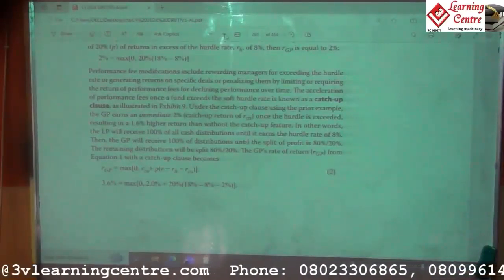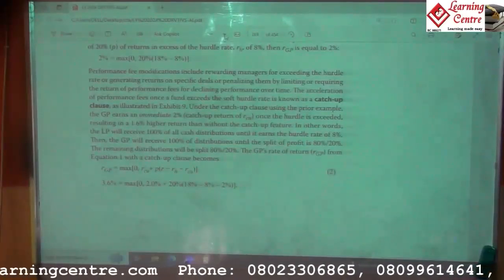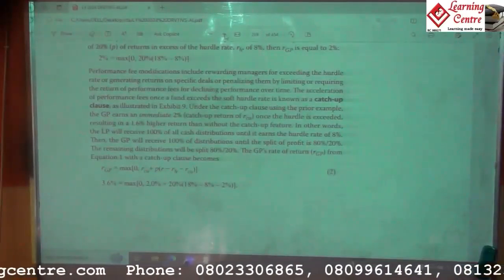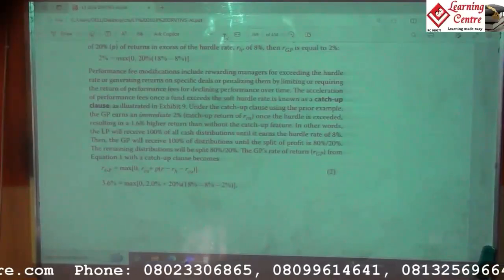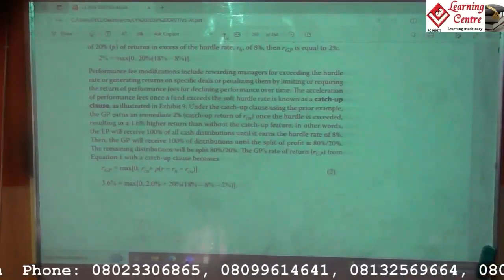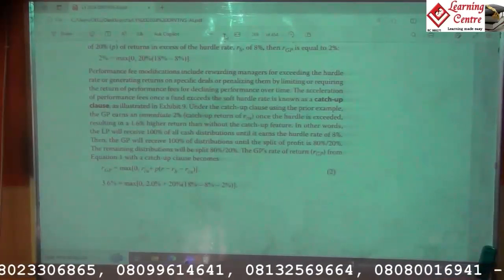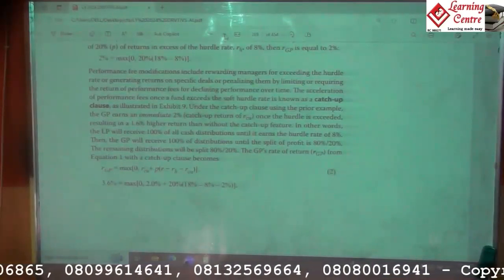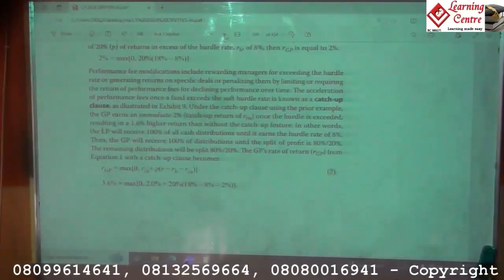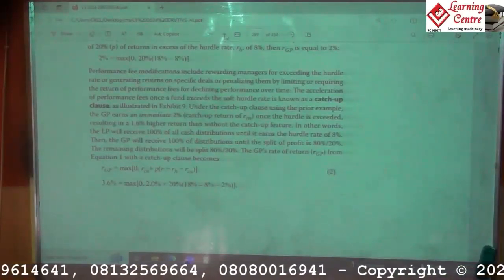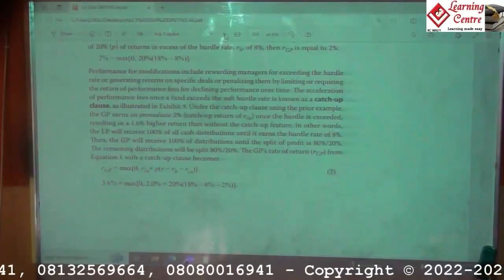So let's say, for instance, now the general partner next year makes 110. The general partner will not get anything. The following year, the general partner makes 105. The general partner will not get anything, except now it exceeds that 120. That's when it will get another performance fee.